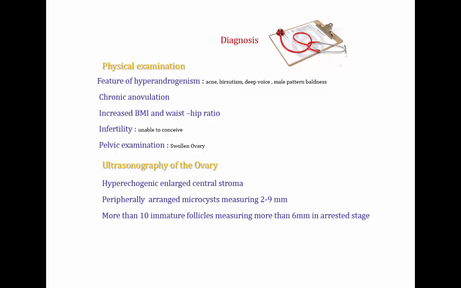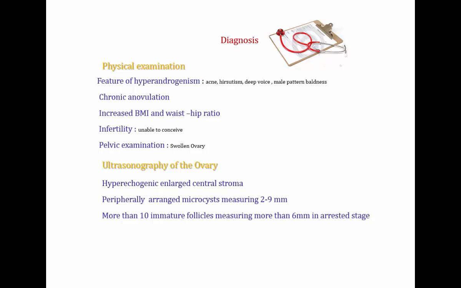Likewise, if a male is injected with female hormone, there are changes which take place due to estrogen, as in a female. Then chronic anovulation and increased BMI and waist hip ratio. Obesity should be investigated. And infertility: they are generally unable to conceive, but it doesn't mean that it causes permanent infertility. This is not the case. There are chances that they can conceive, but the chances are low.